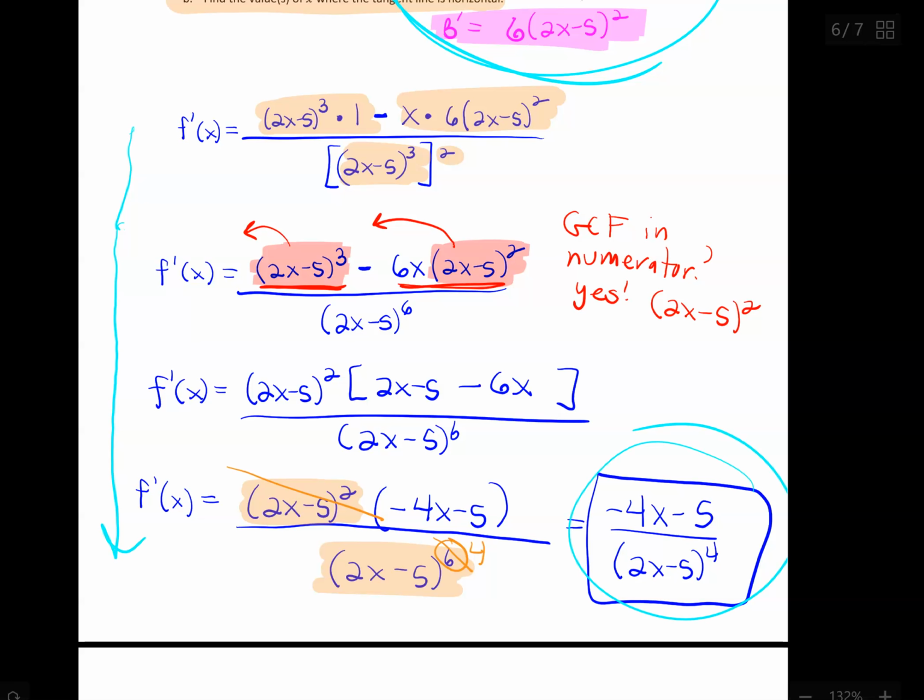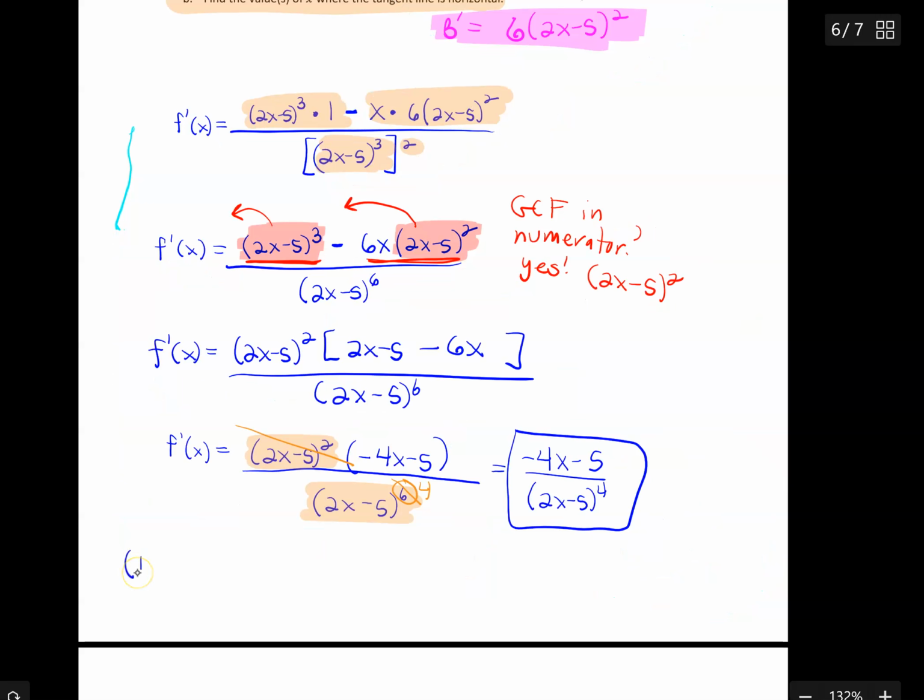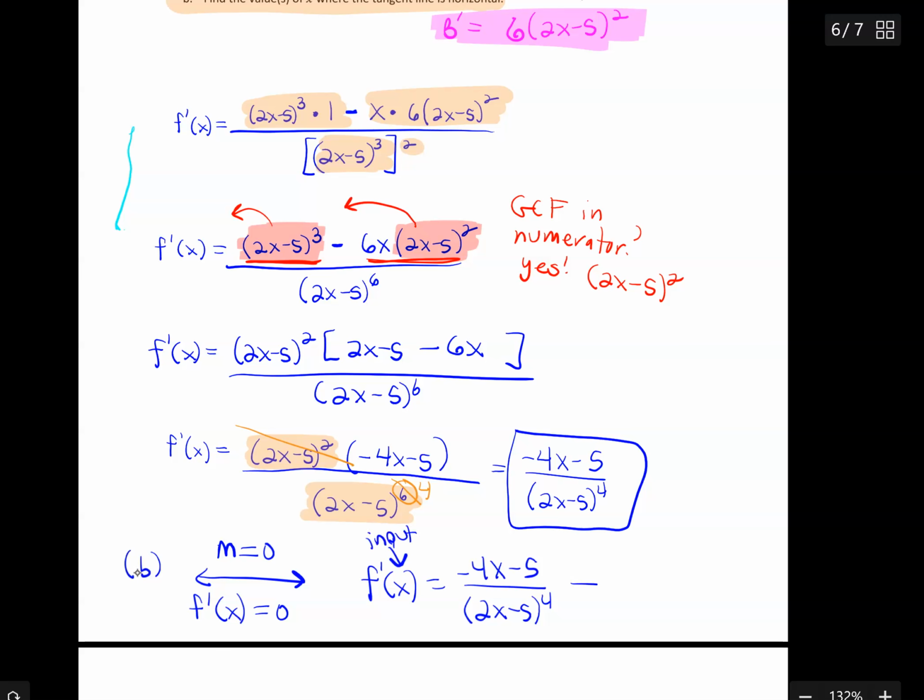So now let's look at part B here. Let's talk about where the tangent line is horizontal. Well, if a line is horizontal, that means it has a slope of 0. We know that from algebra. So that means the derivative would be 0. So all I'm going to do is set this derivative that we just found in part A, this simplified derivative, and ask myself, what values of x could I input into this derivative that would create an output of 0?